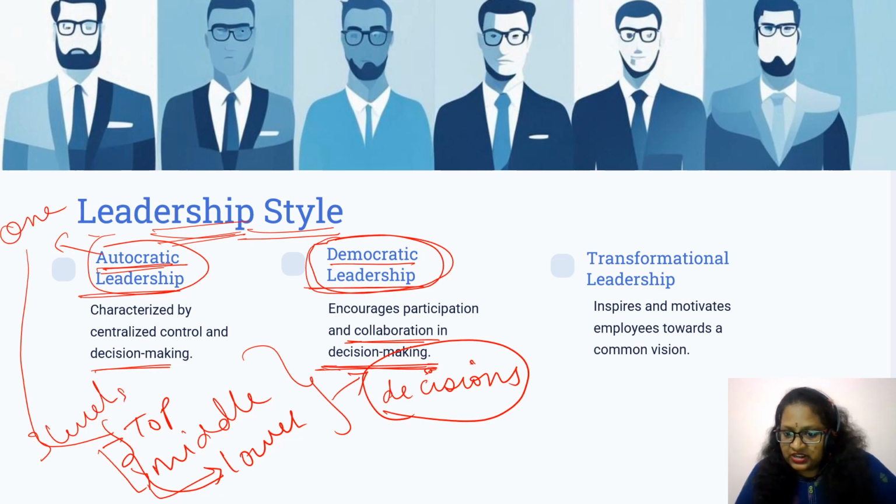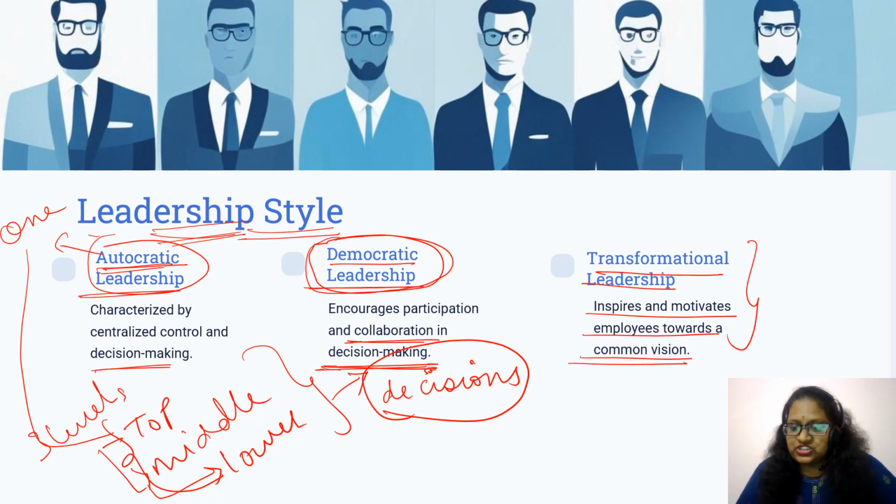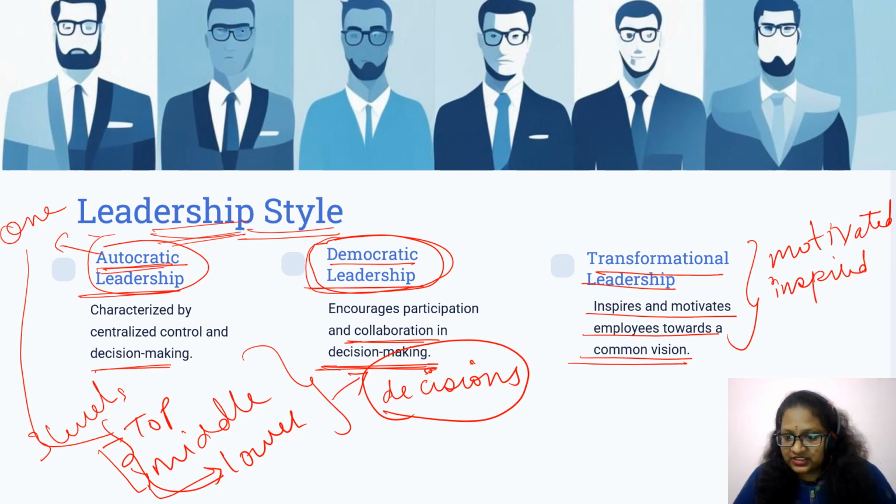Next comes transformational leadership. It inspires and motivates employees towards a common vision. In this kind of leadership, the employee is mainly motivated to work. He is inspired by the higher management, looks up to it, and is very much dedicated to the work. In this way, they can easily achieve the common vision and the main objective of the organization.